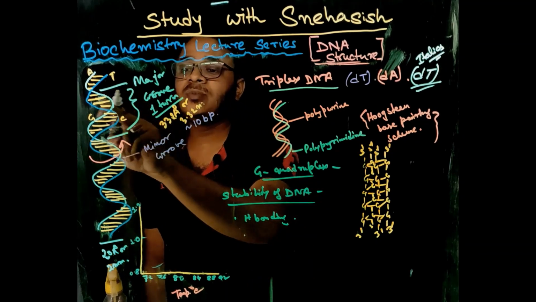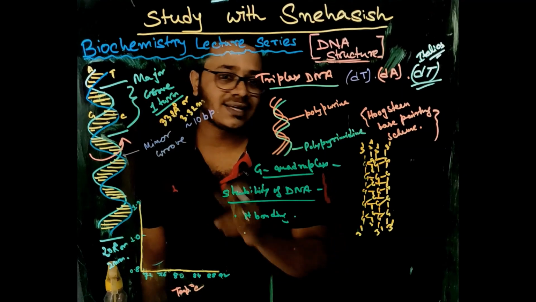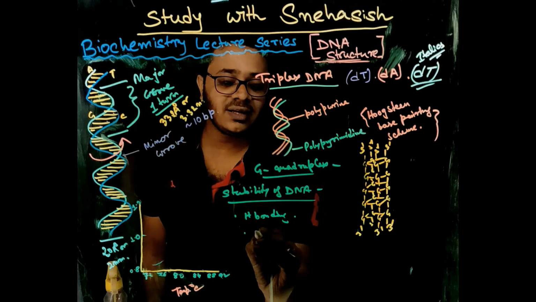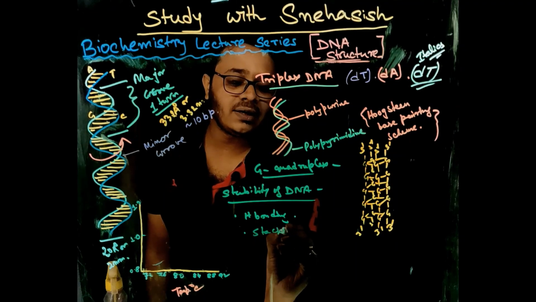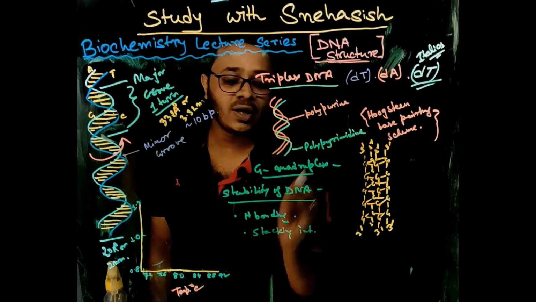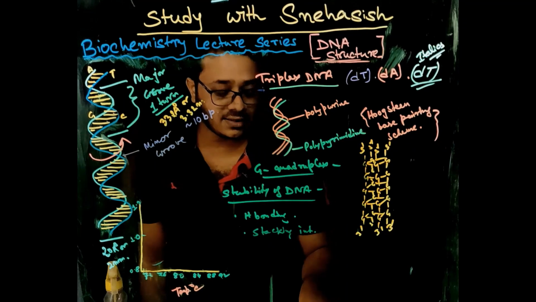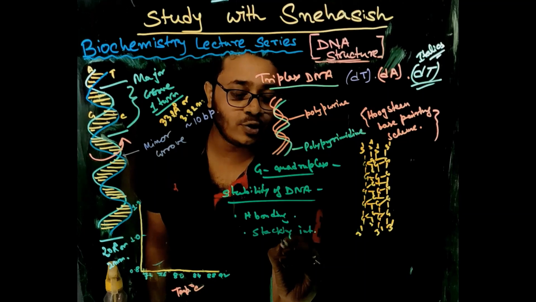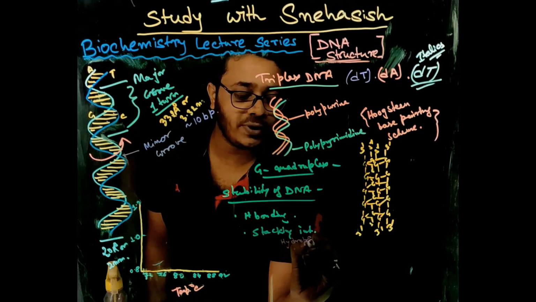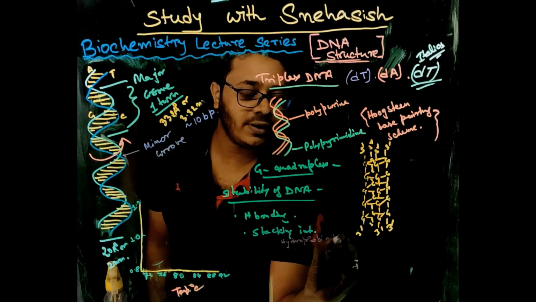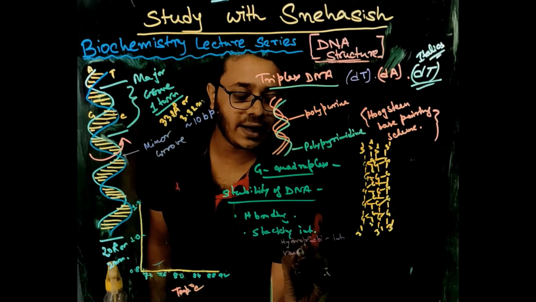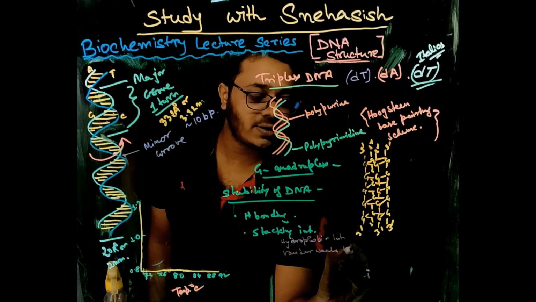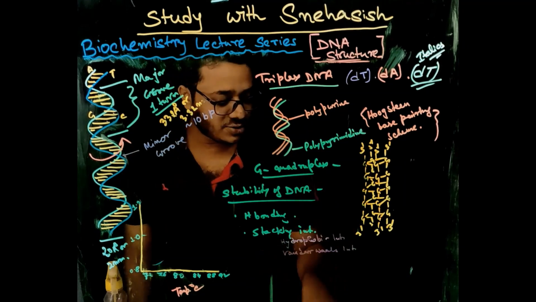This hydrogen bonding leads to stacking interaction, as I have mentioned earlier. Now the stacking interaction helps in DNA stability. This stacking interaction involves two types of interactions. One is the hydrophobic interaction and the other is the van der Waals interaction. These two interactions help stabilize the DNA.